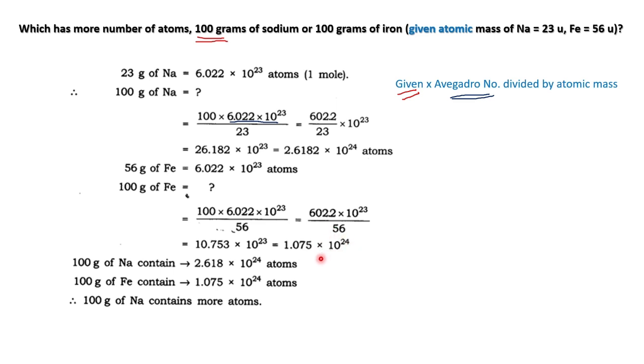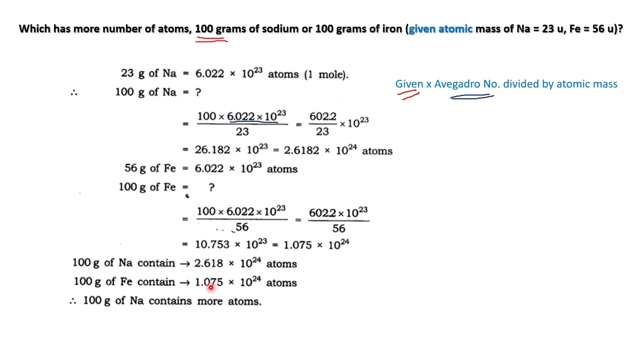So quite naturally, when we are comparing this, which has more atoms? The question is whether sodium contains more atoms or iron contains more atoms. Quite naturally, sodium contains more atoms than the iron in this.